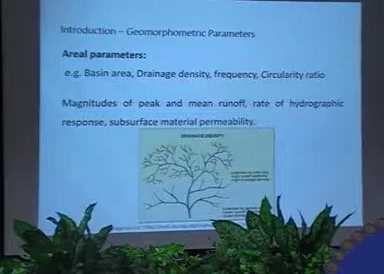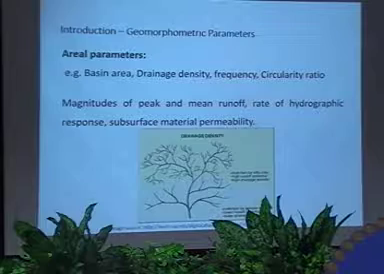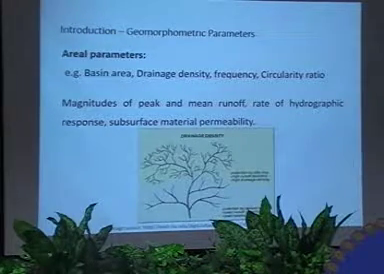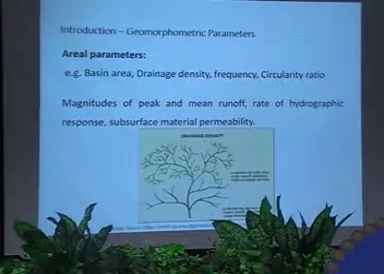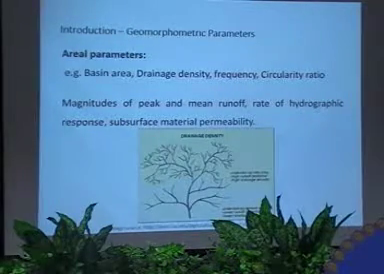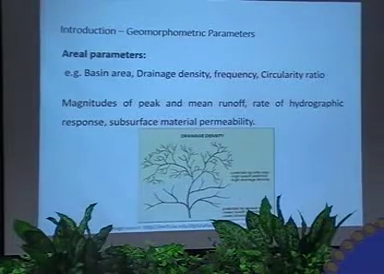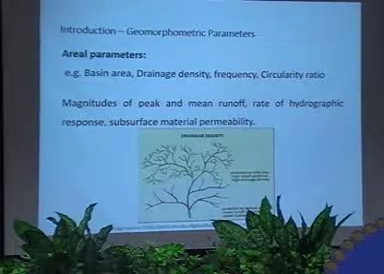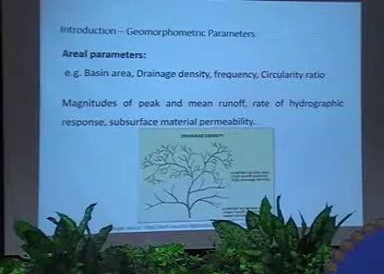We also have aerial parameters, such as the basin area, drainage density, frequency, circularity ratio. These have been used to infer information about the magnitudes of peak and mean runoff, as well as subsurface material permeability. I have an example here of a picture showing where we have high drainage density. It's most likely this underlying material is silty clay. Where we have low drainage density, then we have also a different type of soil.